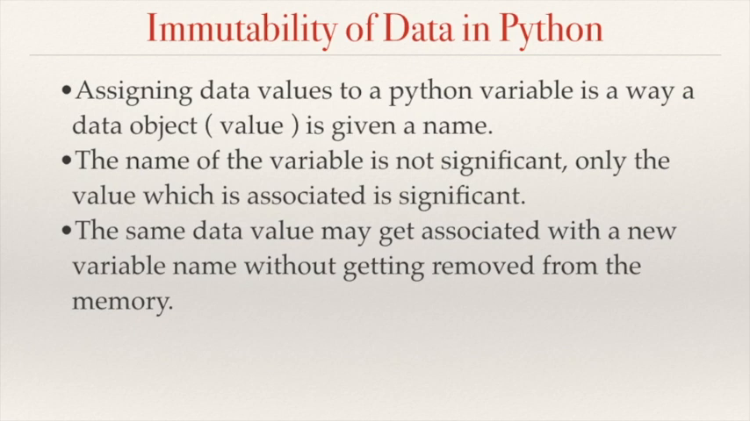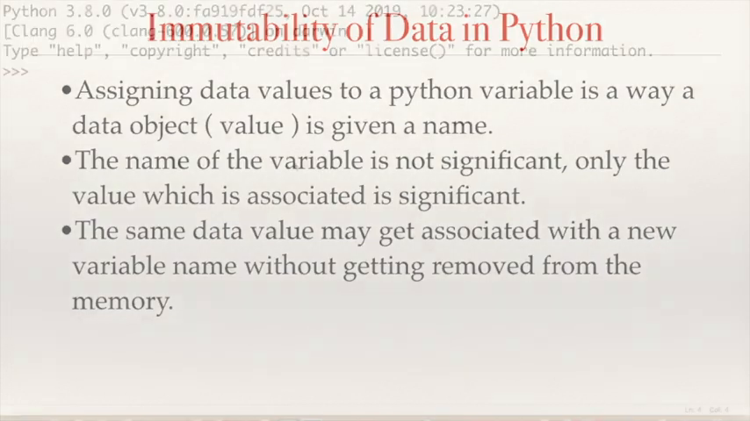Now you might think of it as a problem: if a large number of such immutable data objects are being used in a program, then gradually we might end up with a large chunk of garbage data. So we need not worry about this, because Python has its own way of garbage collection for those data objects which are not used for a long enough time during the program execution.